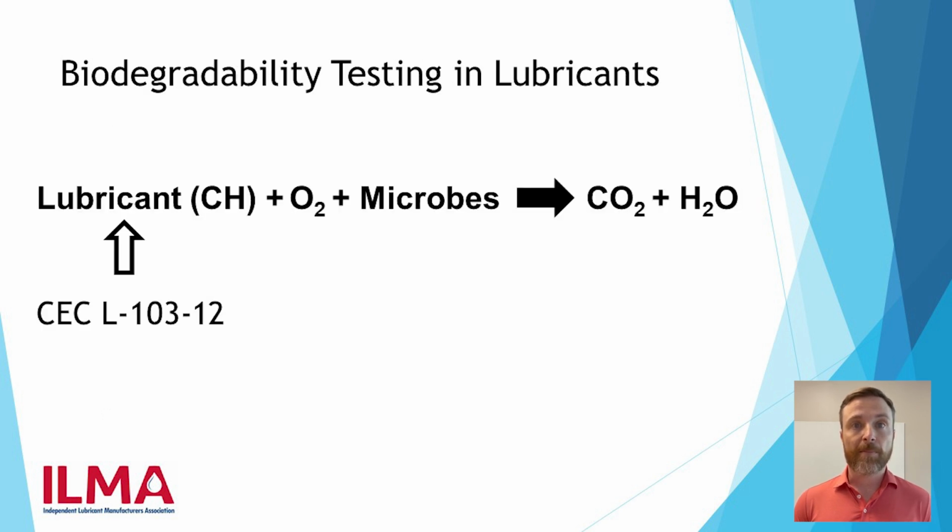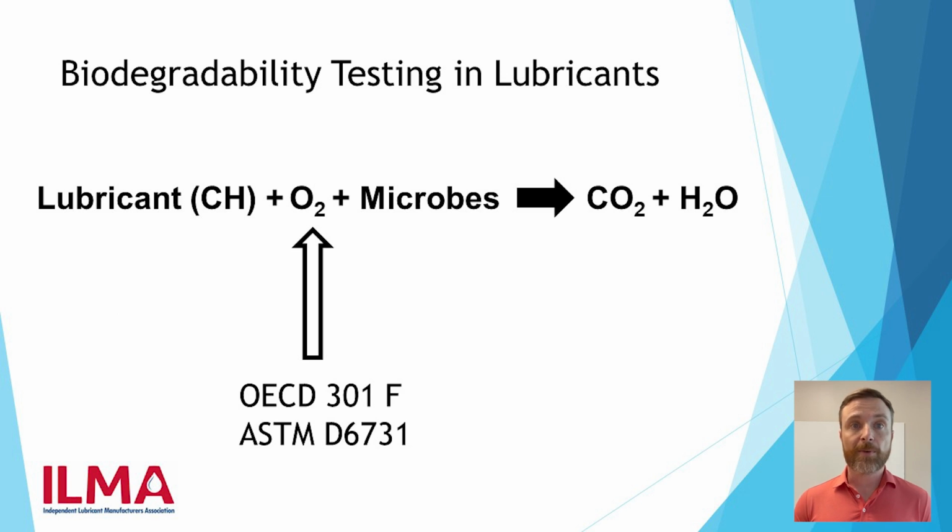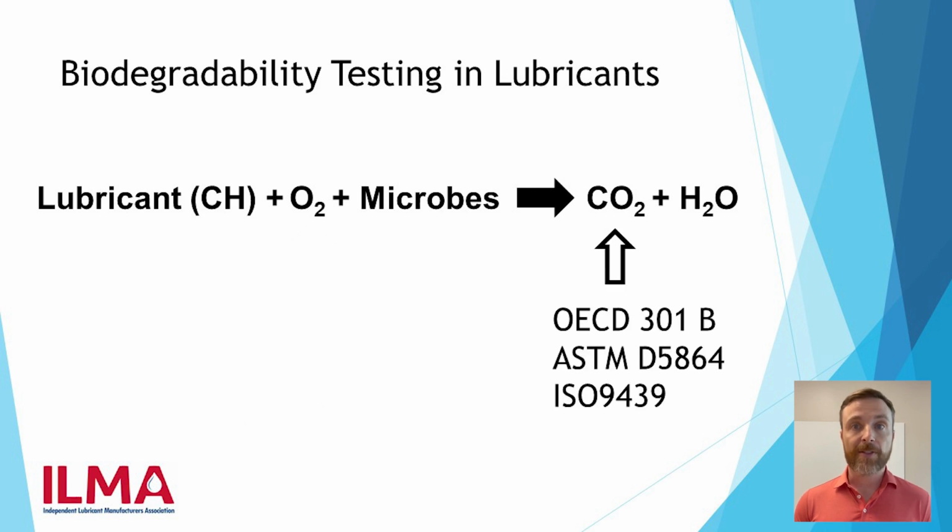Measurement of a lubricant's biodegradability can be accomplished using a number of test methodologies. The difference in testing relates to what part of the chemical reaction is being monitored. For example, if you are using the CEC L10312 test method, then you are measuring the change in lubricant mass at the start and end of the test with gas chromatography. If you utilize the OECD 301D or F methods, or ASTM D6731, then the focus is on measuring either the dissolved oxygen or oxygen consumption of the reaction. However, one of the most common methods is to measure the evolved carbon dioxide of the reaction, as is done with the OECD 301B, ASTM D5864, and ISO 9439 test methods.